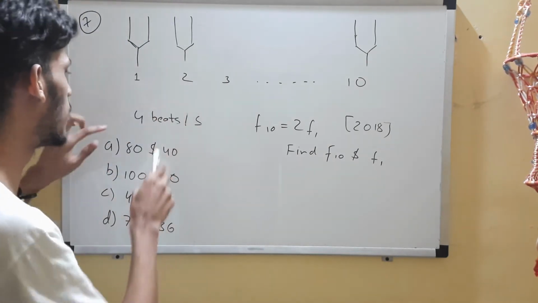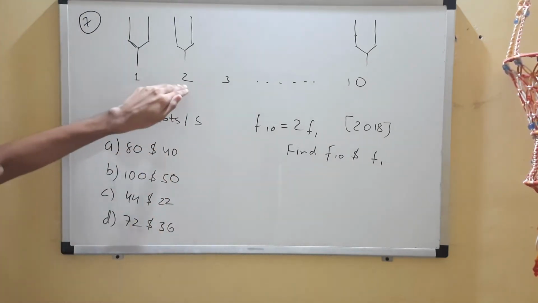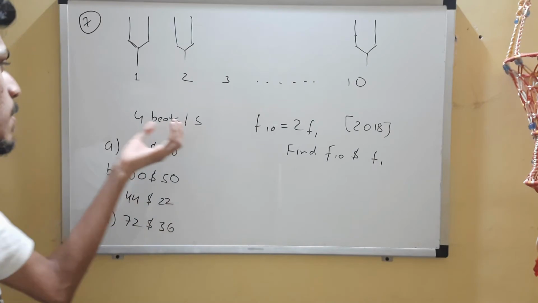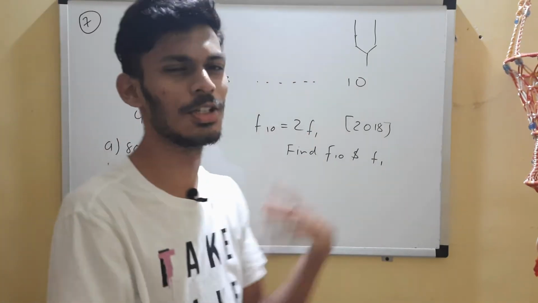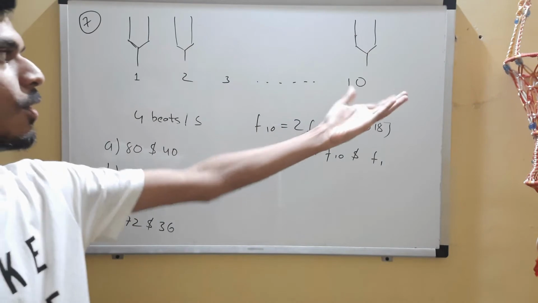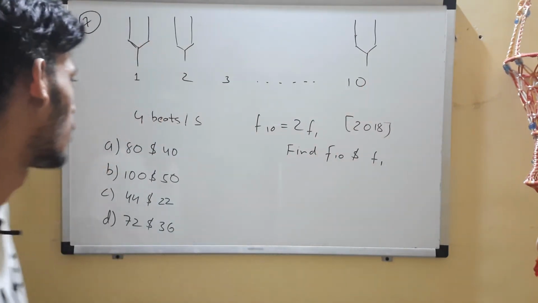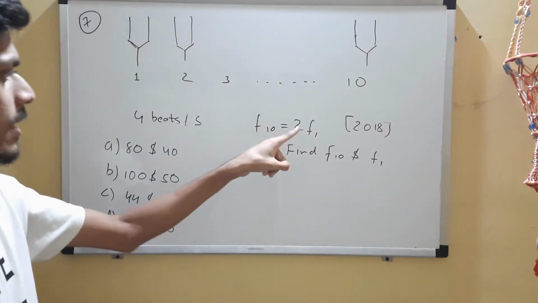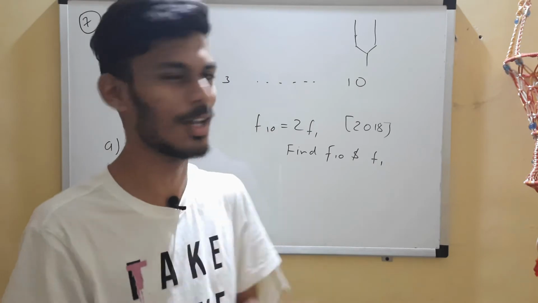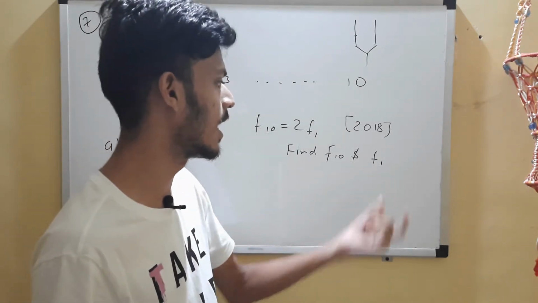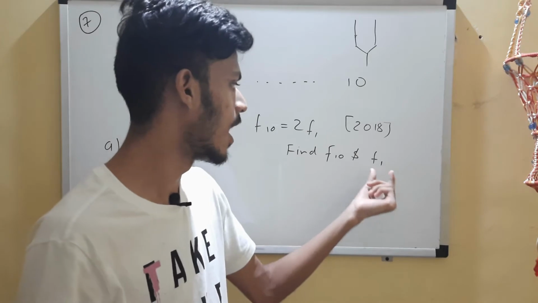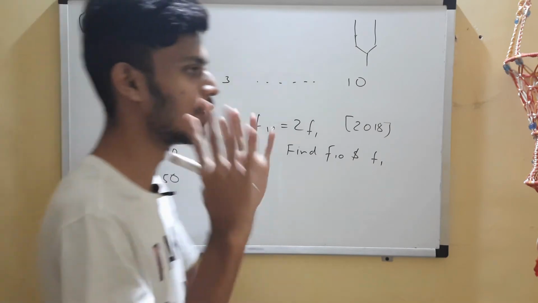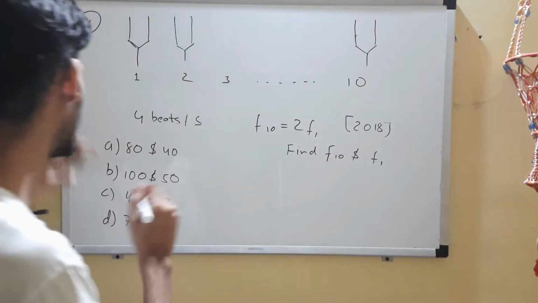Tuning fork 1 and 2 produces 4 beats per second. Also tuning fork 2 and 3 produces 4 beats per second. This pattern is followed. Okay, 3 and 4 will produce 4 beats per second. 4 and 5 will produce 4 beats per second again, and the pattern is followed till the 10th tuning fork. You are given that the frequency of the 10th tuning fork is equal to twice the frequency of the first tuning fork. Okay, so you are supposed to find the value of F10 and F1. F10 is the frequency of the 10th one and F1 is the frequency of the first one. You have to find those frequencies. We are supposed to decode a lot of data over here, so let's get started.